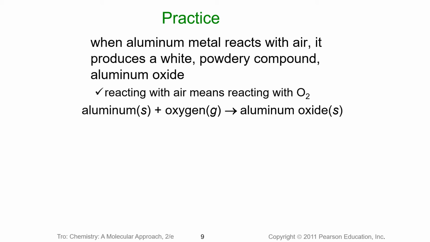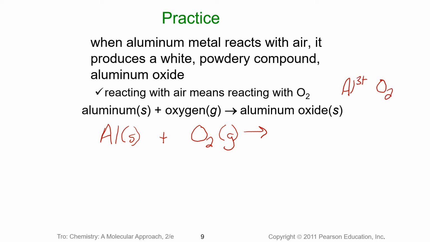Aluminum is Al because this is an element, so it is just 1 aluminum. Oxygen is a diatomic element, so we need to put O2. Aluminum oxide, so aluminum is a +3, oxygen is a -2. So aluminum oxide would be Al2O3, and the problem states that it's a solid.